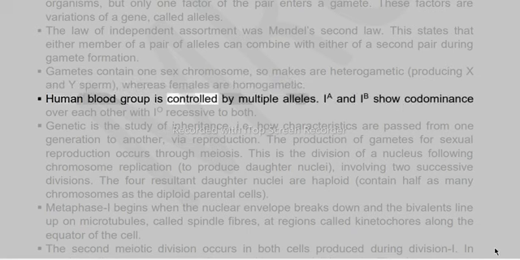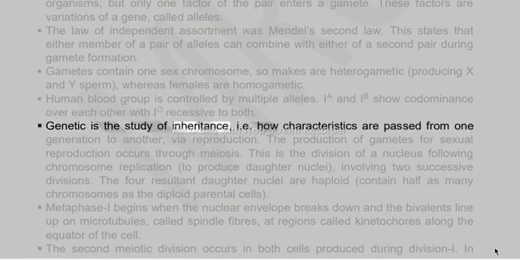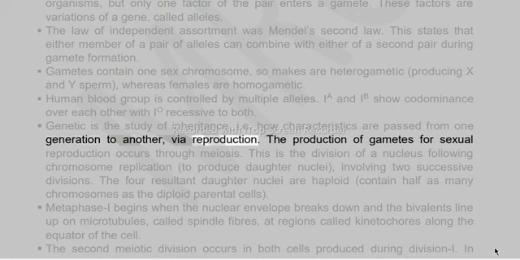Human blood group is controlled by multiple alleles. IA and IB show codominance over each other, with IO recessive to both. Genetics is the study of inheritance, i.e. how characteristics are passed from one generation to another, via reproduction.